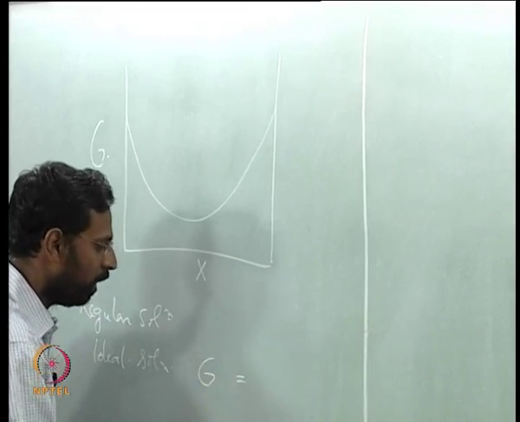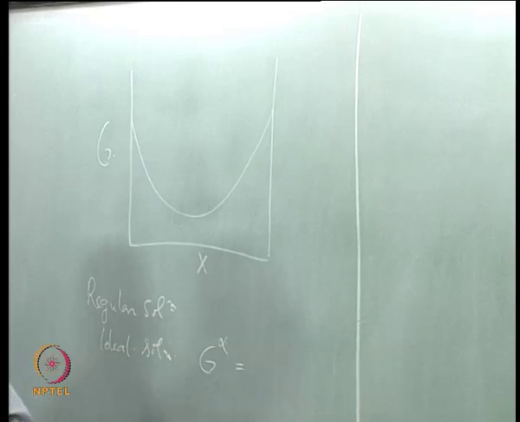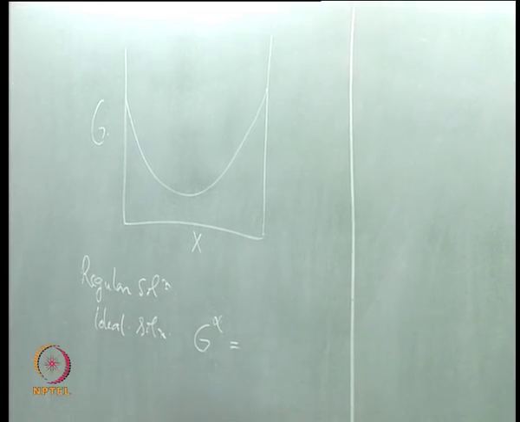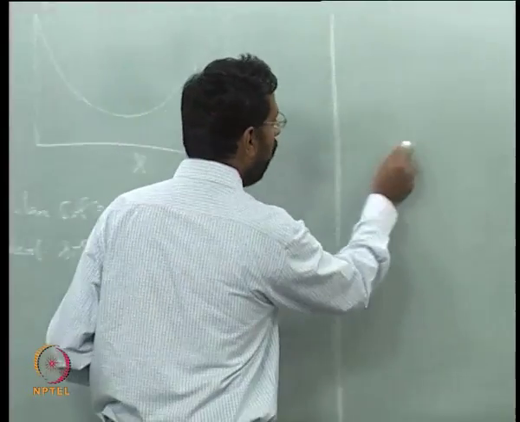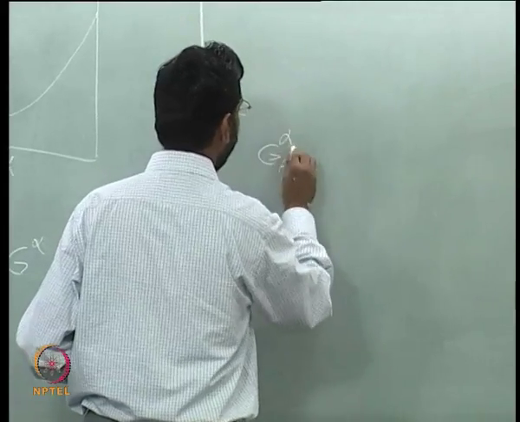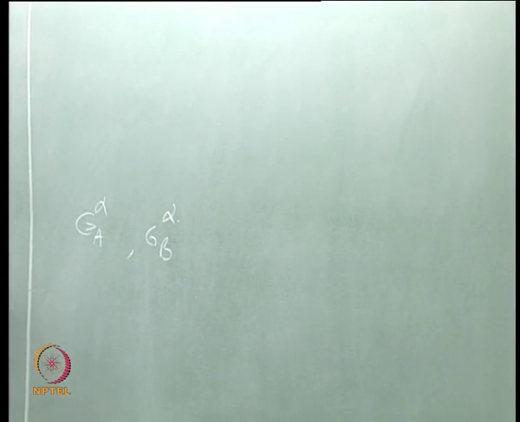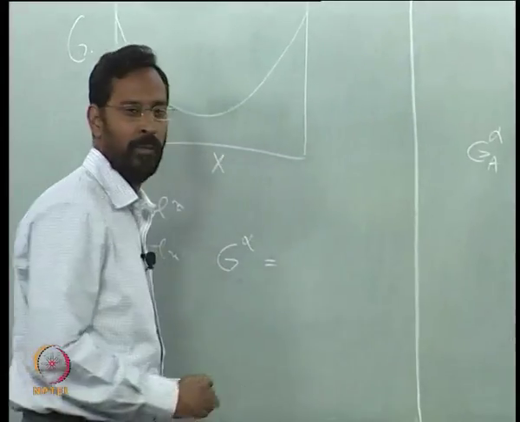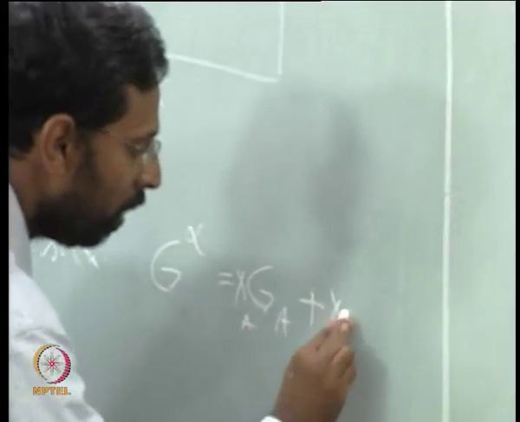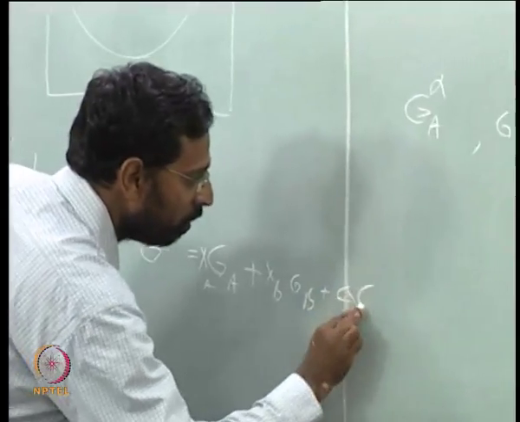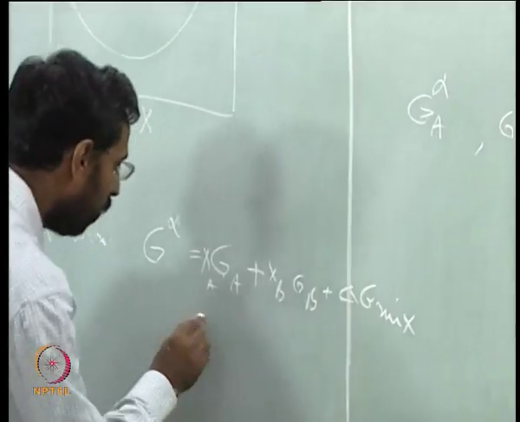Many people usually use it here, because the subscript is used for the component. For example, Ga, Gb. As you go along, maybe in today's class itself, you will see that many times I have to write Ga alpha and Gb alpha. We will see what it means as we go along. So, here for example, we know that this is Xa Ga plus Xb Gb plus delta G mixing.